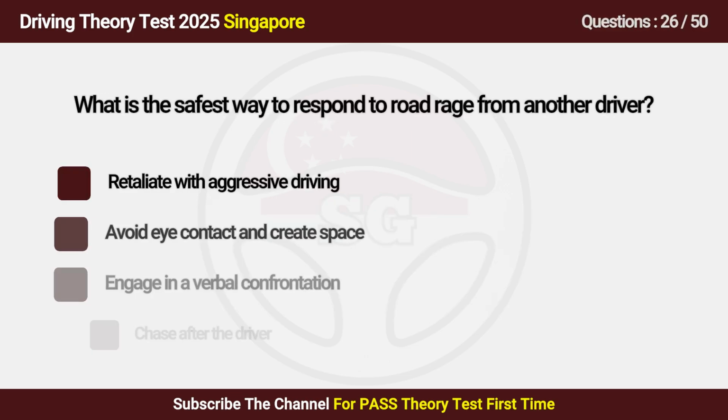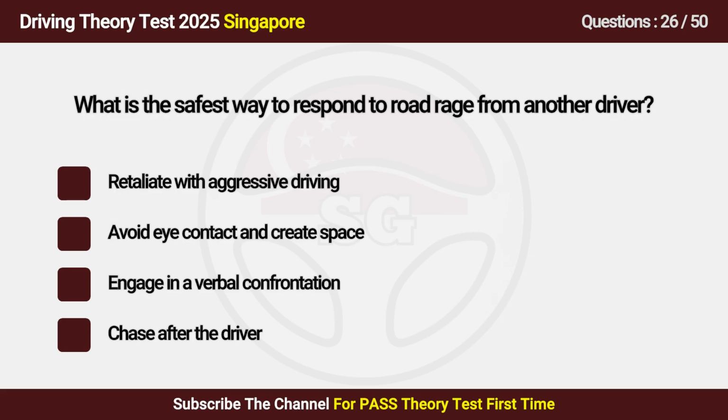Question 26. What is the safest way to respond to road rage from another driver? A. Retaliate with aggressive driving. B. Avoid eye contact and create space. C. Engage in a verbal confrontation. D. Chase after the driver.